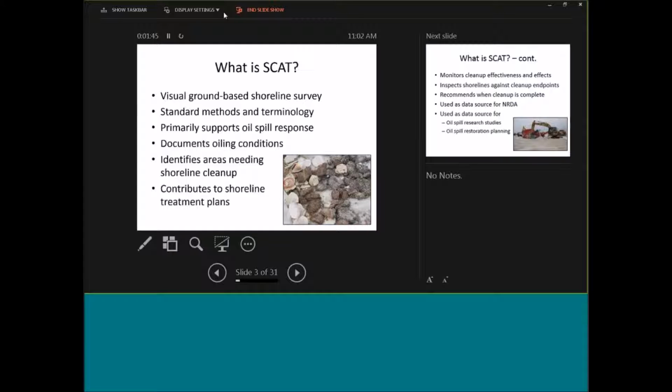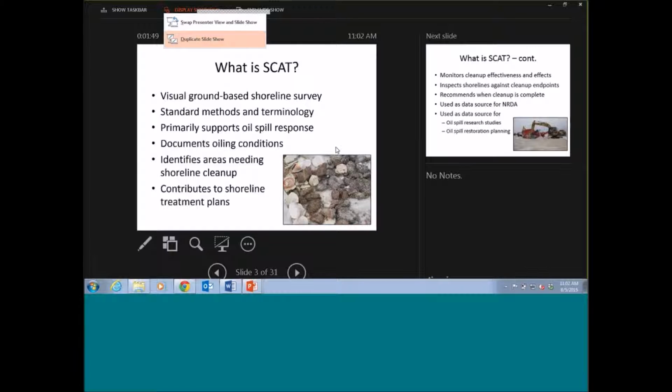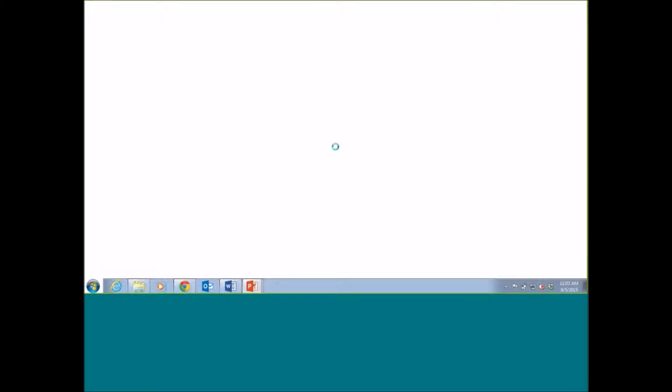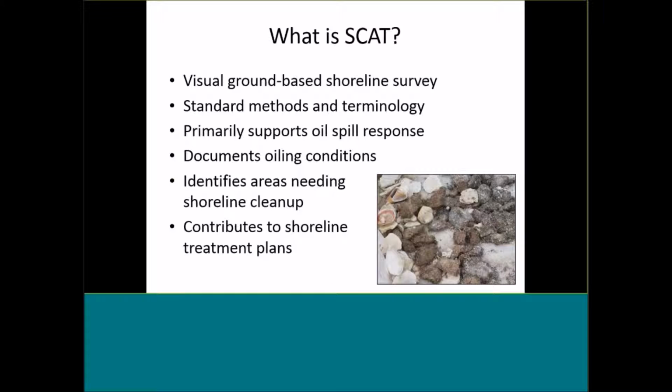SCAT primarily supports oil spill response, emergency response, not the other processes that come later like NRDA and restoration, et cetera. So we document oiling conditions. We identify areas that need cleanup. And the information collected by SCAT contributes to shoreline cleanup plans.